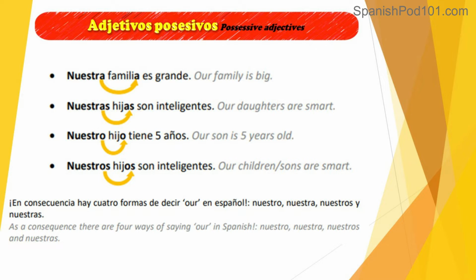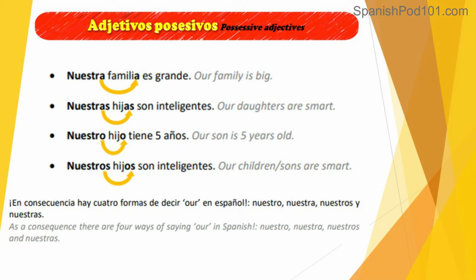The next example we have is nuestro hijo tiene 5 años. Our son is 5 years old. As you can see, now we're talking about hijo and we are still saying our, but we have to say nuestro because hijo is masculino and singular.